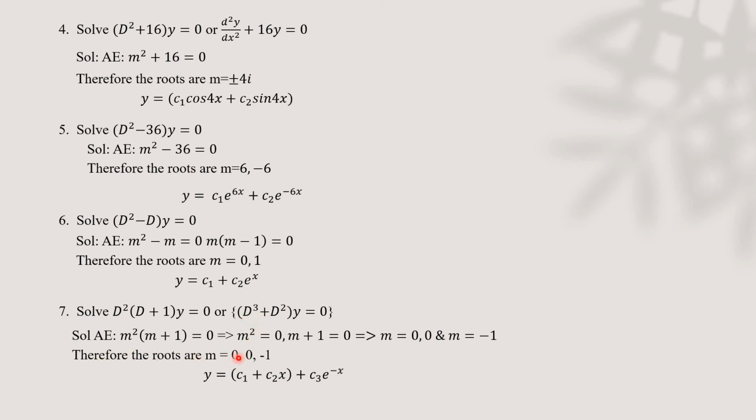Therefore, write down the roots in general as 0, 0, minus 1. As 0, 0 are repeated roots, you will write the solution as c1 plus c2x, e power 0x is 1. So that's why we are left with c1 plus c2x plus, for the different root, c3 e power minus x. So make this a star mark. This problem is very important.